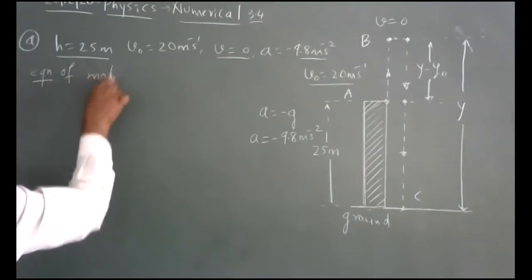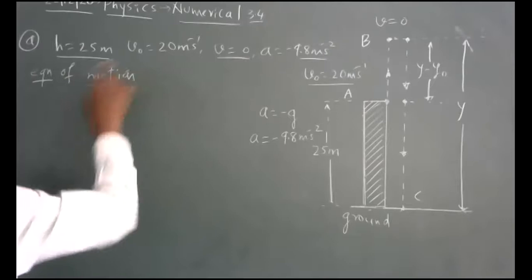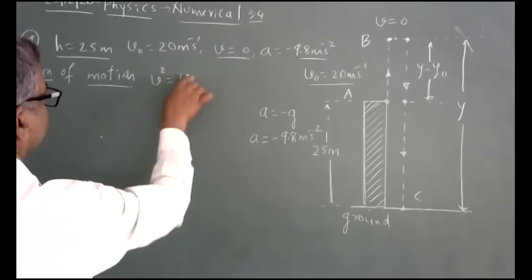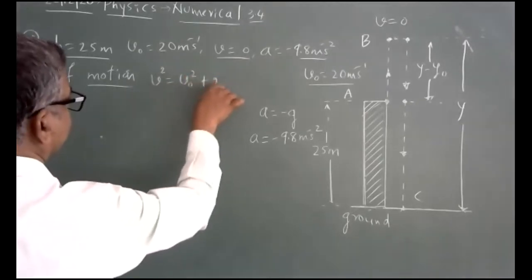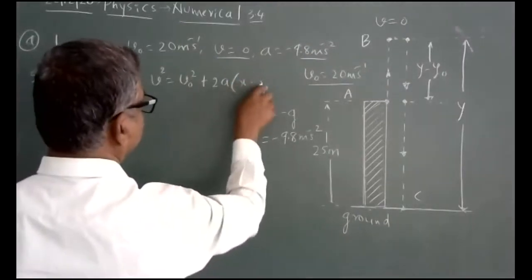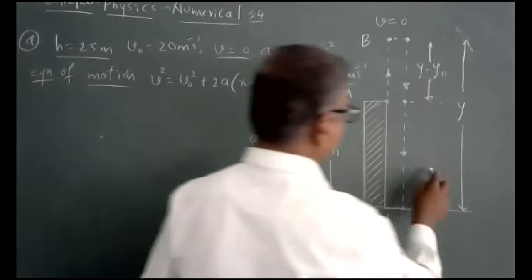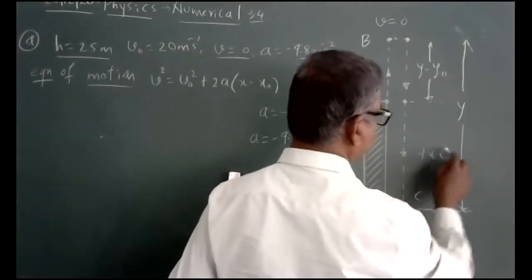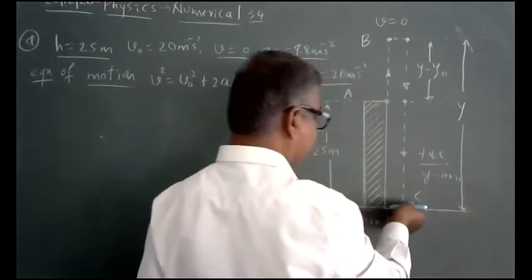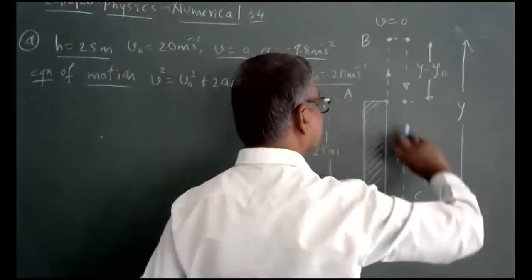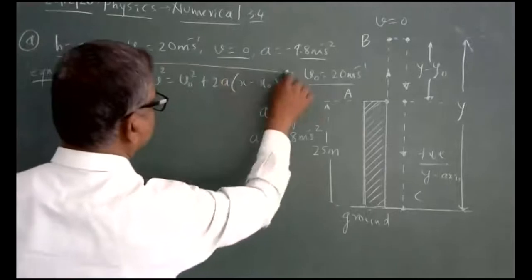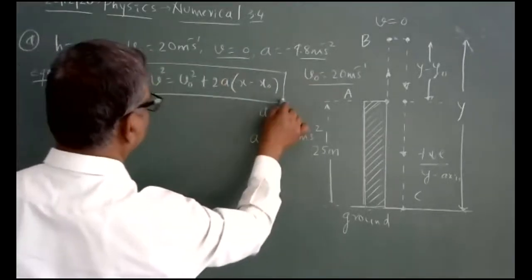Which equation of motion is going to help us? Yes, final velocity square equals initial velocity square plus 2 times a, times y minus y0, in place of x minus x0. In this direction, y is taken positive. So all is the y-axis, you can say. Anything from the earth upward is positive, anything downward is taken as negative. This is your equation of motion, and I'll be applying it.